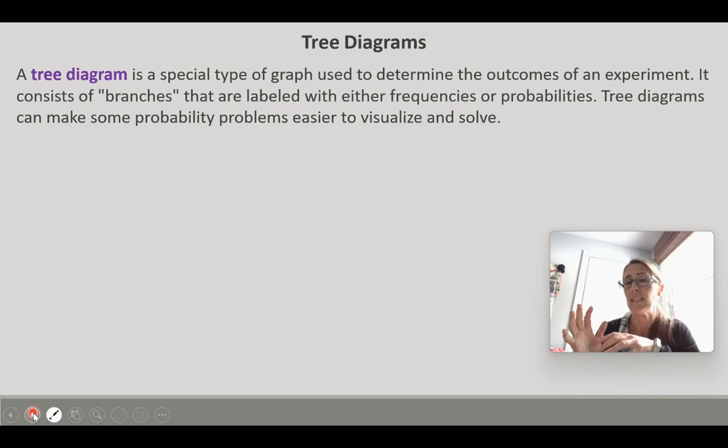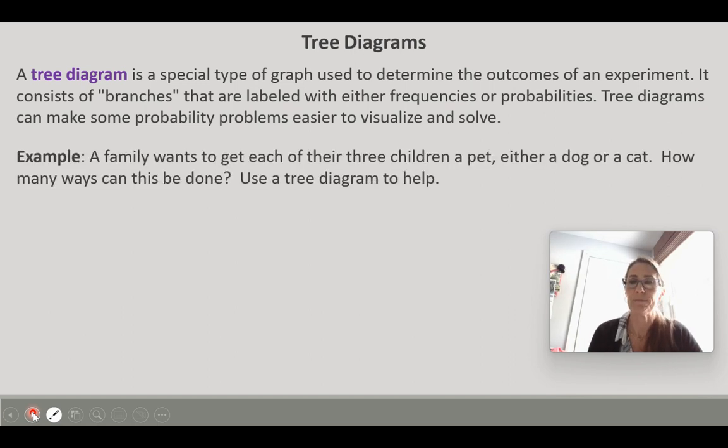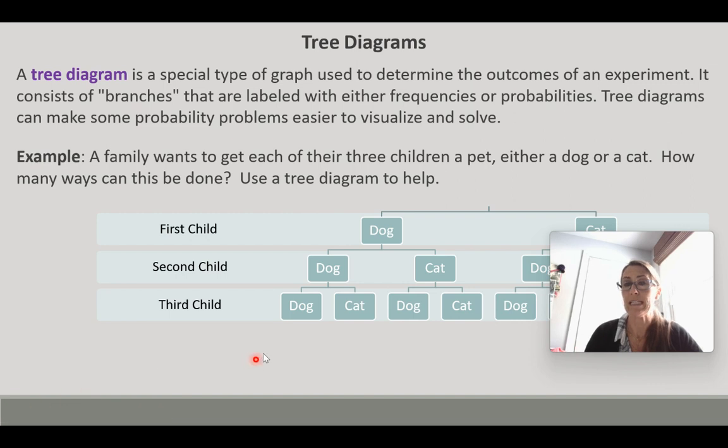Again, it's that idea that if we write out our sample space and can see everything in front of us, it's easier to figure out what we're being asked and how to answer that question. An example: a family wants to get each of their 3 children a pet, either a dog or a cat. In how many ways can this be done? A tree diagram can help to write this out and sort it.